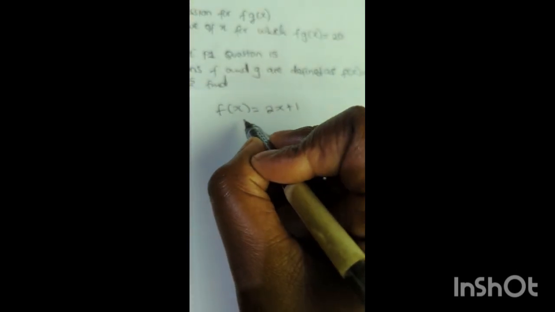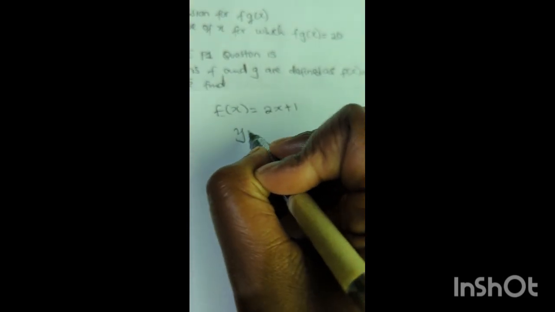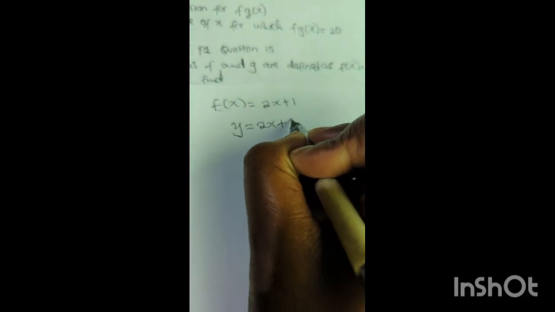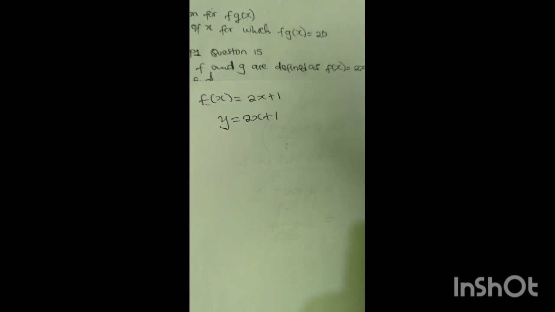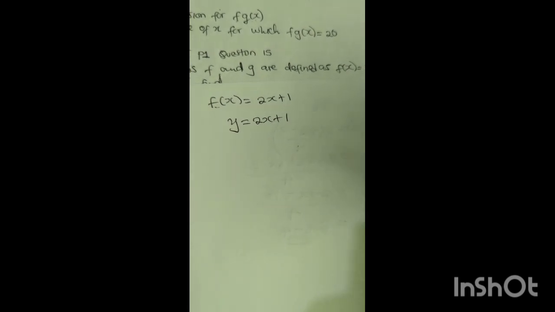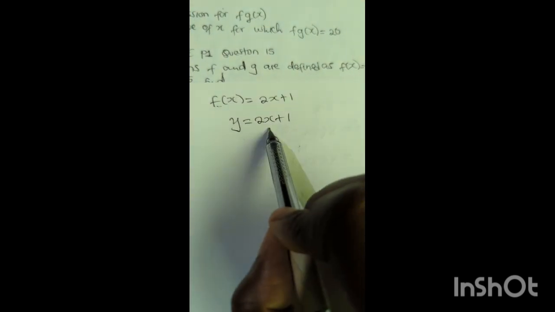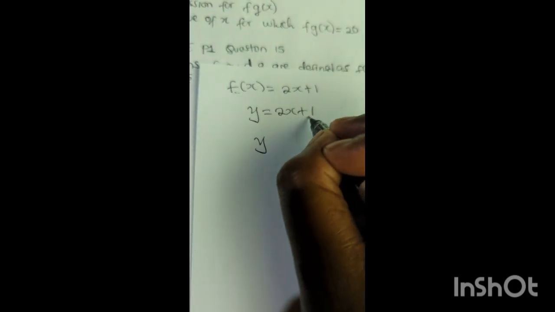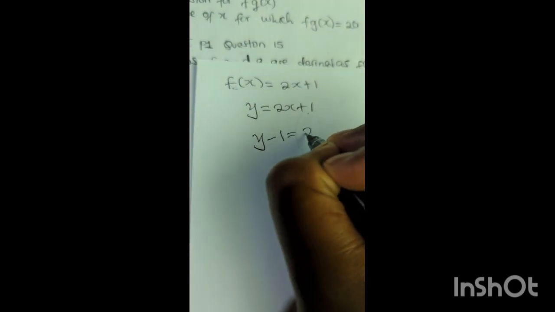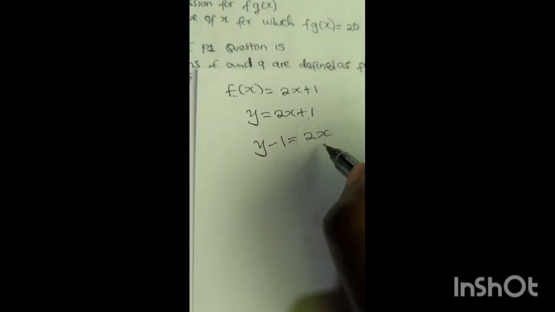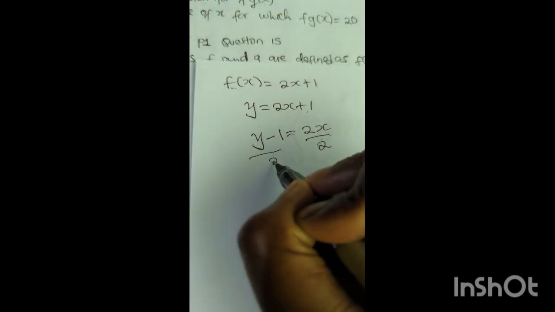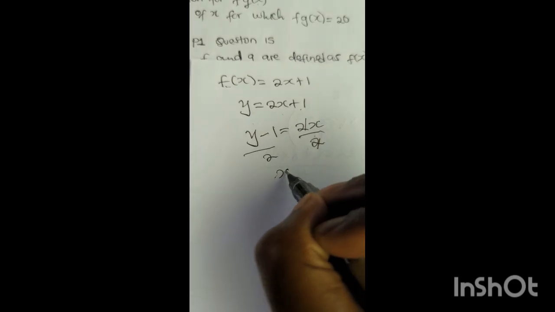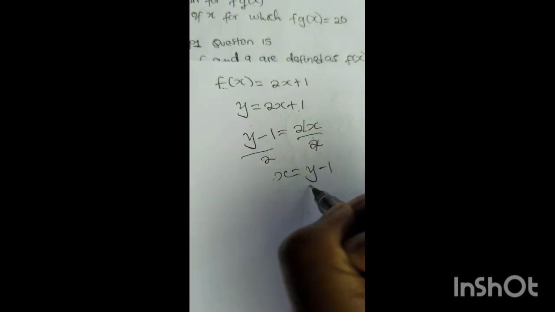So next I'm going to replace this whole function here with a y. Y is equal to 2x plus 1. Now my next aim is to make x the subject of the formula. Here y is the subject, so I want to make x the subject also. I want to leave x alone, so I'll bring this 1 here. Y, this is positive, so it becomes negative: y minus 1 is equal to 2x. Now I can easily leave x alone by dividing by 2 on both sides of the equation. This will cancel, meaning x is equal to y minus 1 over 2.